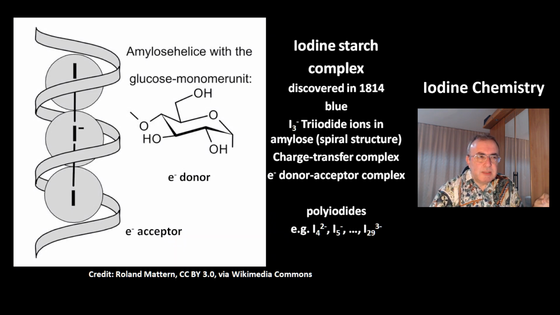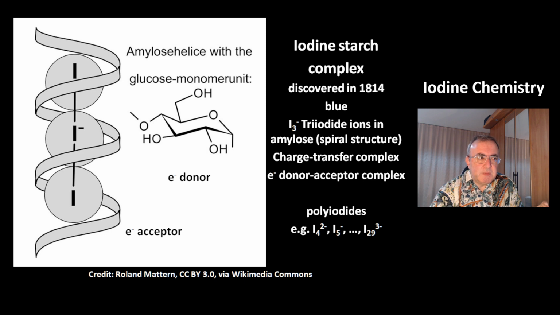This is another test for iodine. That's the iodine starch complex. It was discovered in 1814, and this complex has a blue color. The triiodide ions are important in this complex. They go into the spiral. Spiral is made by the amylose, which is one of two components of starch. The other component is amylopectin. And this is called a charge transfer complex because it's an electron donor acceptor complex. The amylose is the electron donor and the triiodide is the electron acceptor.